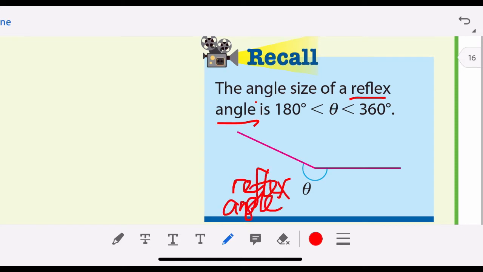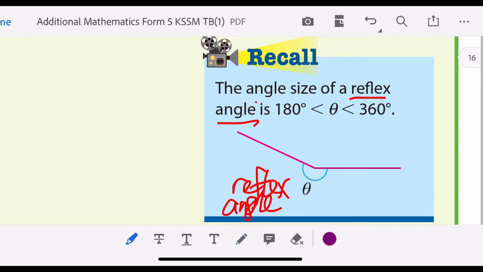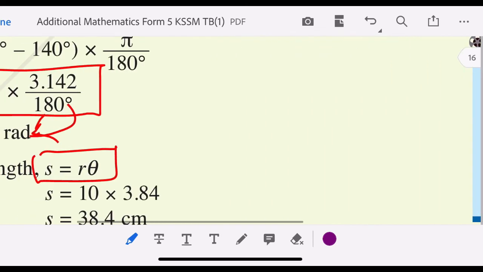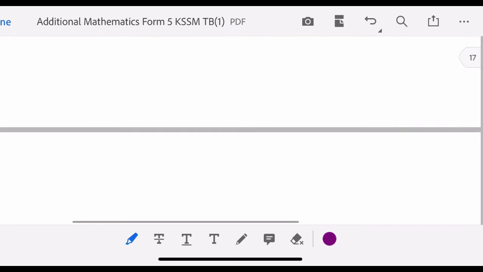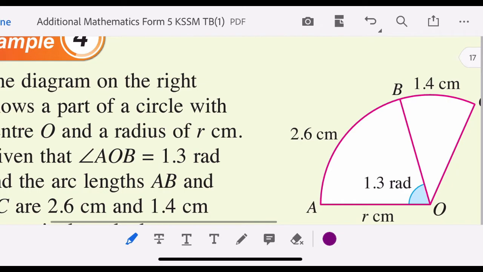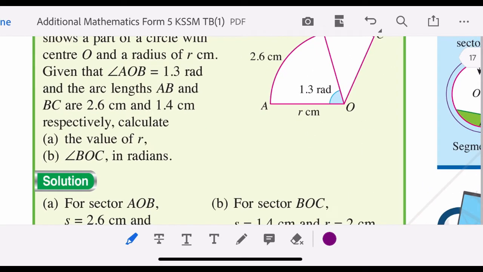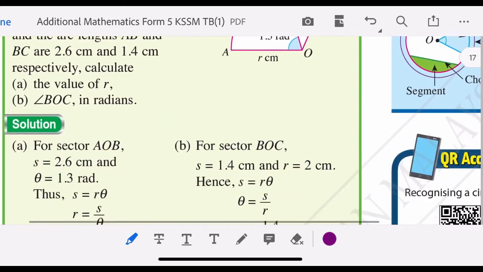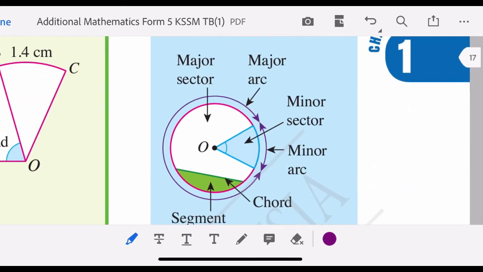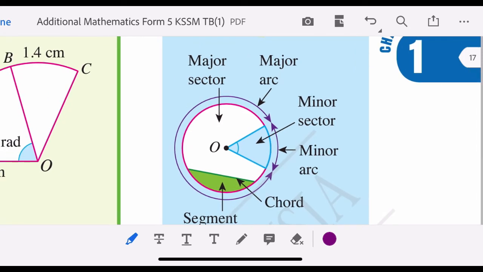So we have acute angle, less than 90, we have obtuse angle, which is more than 90 and less than 180, right? And we have one more, which is reflex angle, which is more than 180 but less than 360 degree. Alright, so we have completed discussing the example. So you can actually go through this example on your own.